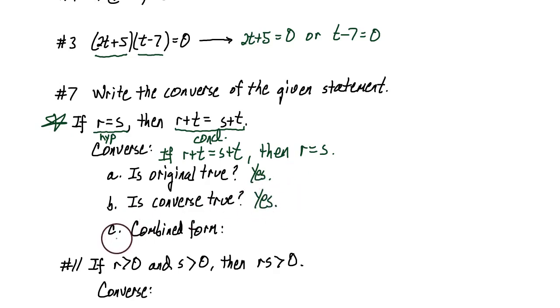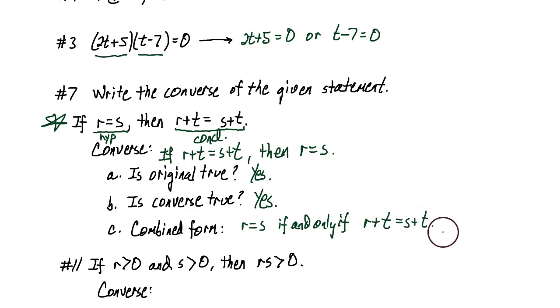Now question C, because the original sentence and the converse are both true, it's possible to write the sentence in what's called combined form. To use combined form, you use the conjunction if and only if in between the hypothesis and conclusion. So here it is in green ink. r is equal to s if and only if r plus t is equal to s plus t.